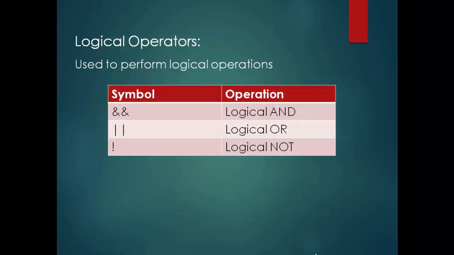Logical operators. The logical operators are used to verify the logical operations. Some of the logical operators are logical AND, logical OR and logical NOT. For example, if I say a statement A double AND statement B, it means that the result will be 1 only if statement A and statement B are true. If I am using a logical OR operator, two pipe symbols there, so if any one of the statement A or B is true, then the result will be 1.